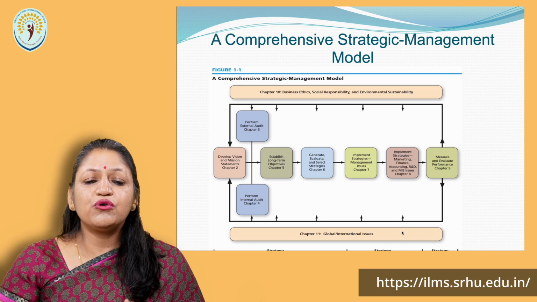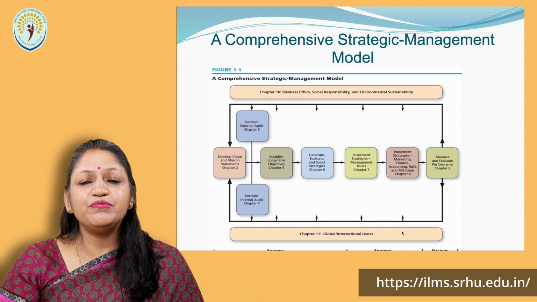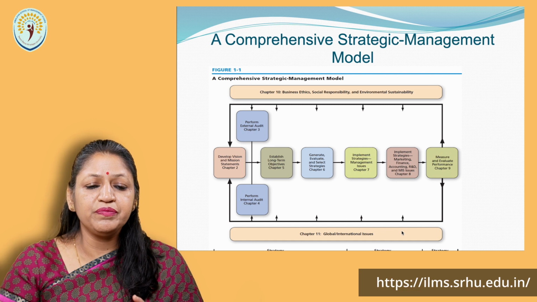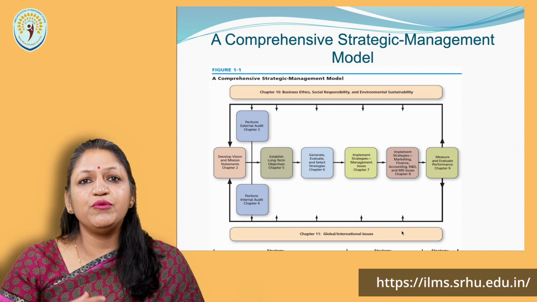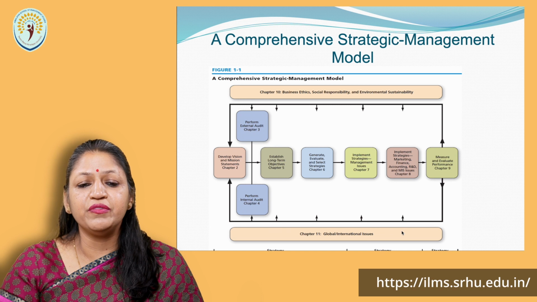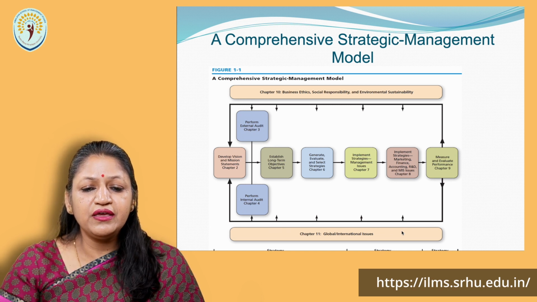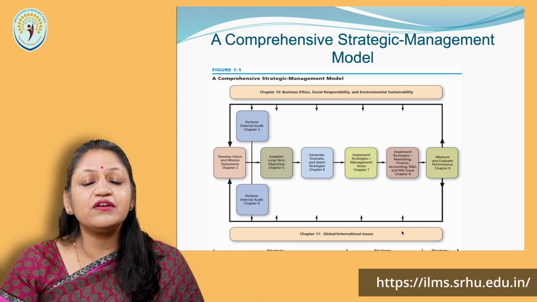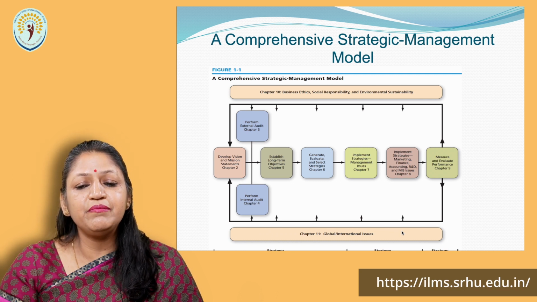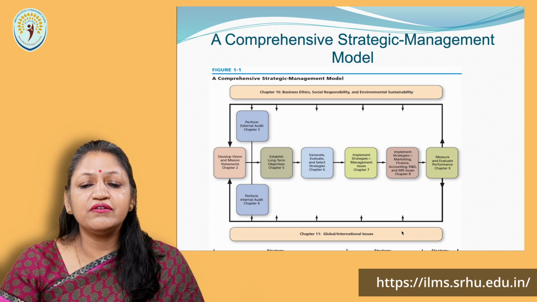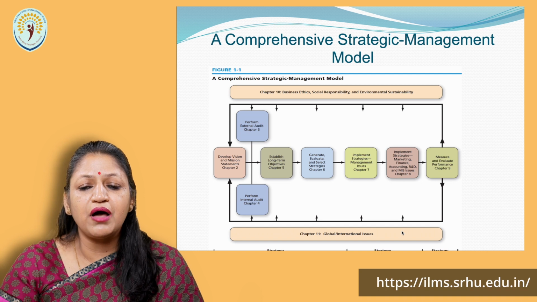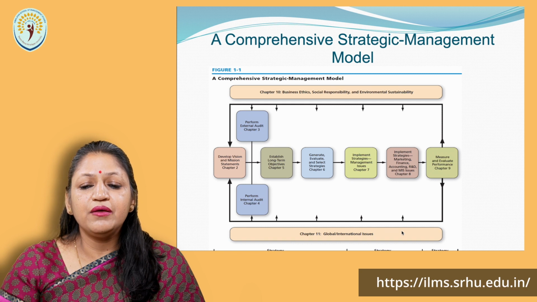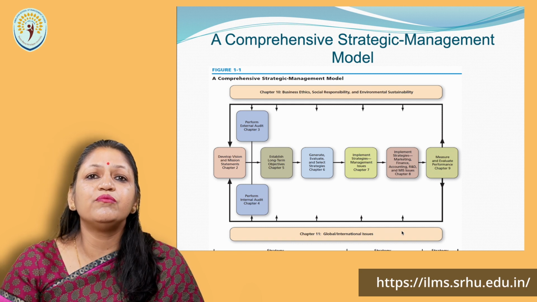So when we talk about the comprehensive strategic management model, it starts from vision and mission. Then we perform the external audit, we perform the internal audit, we establish the long-term objectives, we generate, evaluate, and select the different strategies, we implement the strategies in the different functional areas like marketing, finance, accounting, R&D, MIS, and then we measure and evaluate the performance.